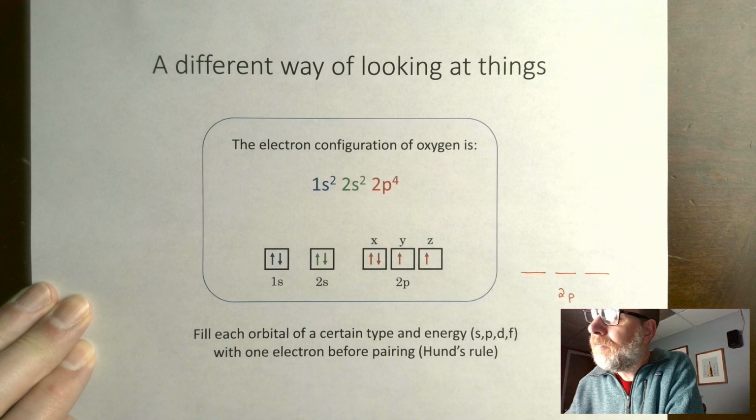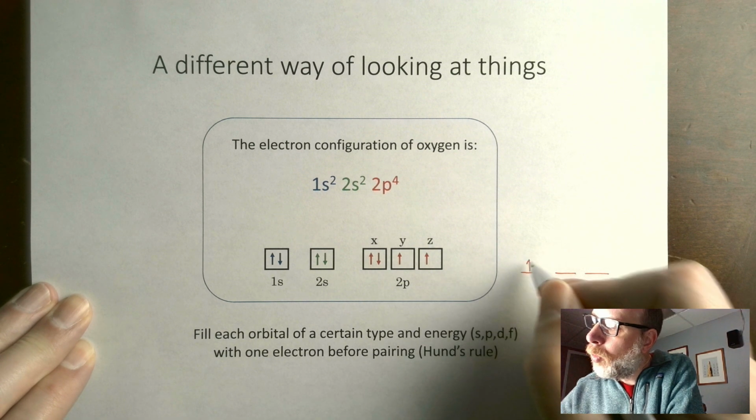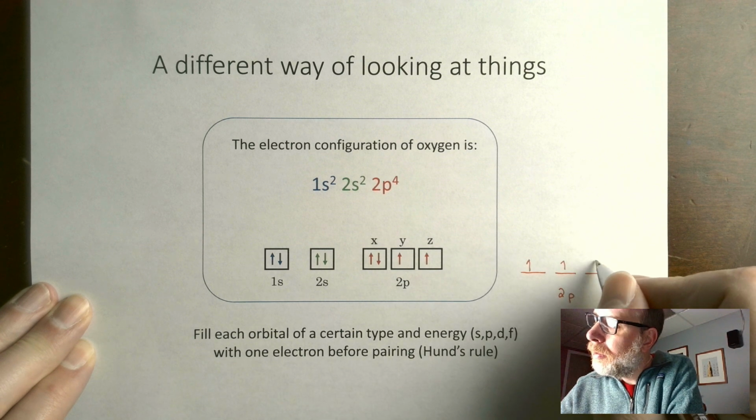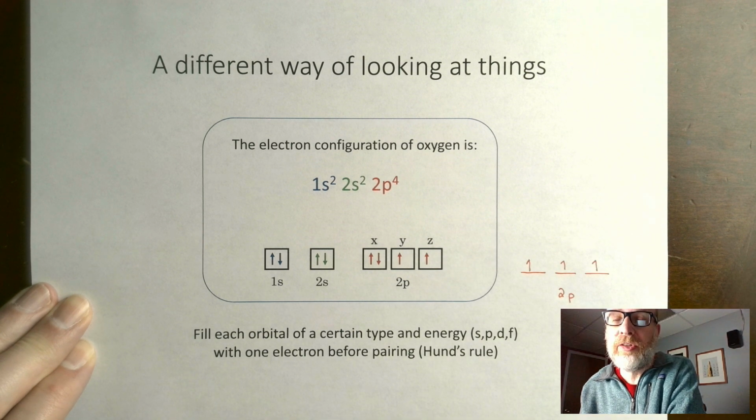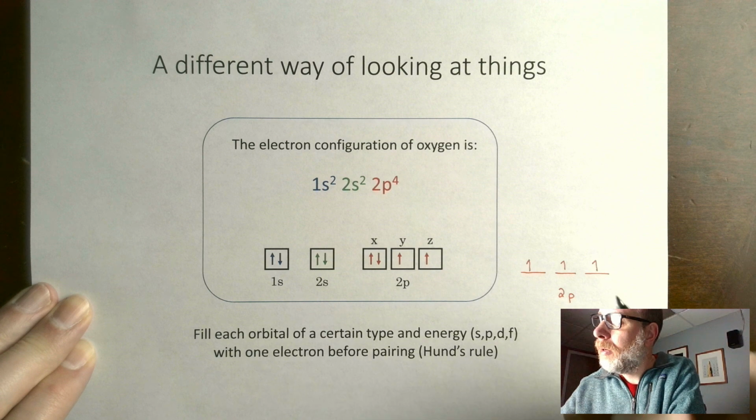So if I were going to fill the 2p and I had 4 electrons to fill in, I would fill 1 arrow up, 2 arrow up, 3 arrow up. But that's only 3 of the 4 electrons that go into that p orbital. So I've got to put my 4th one in.